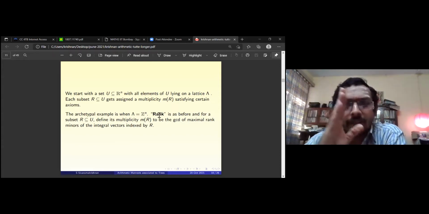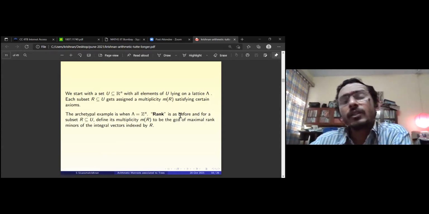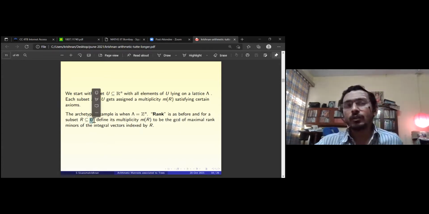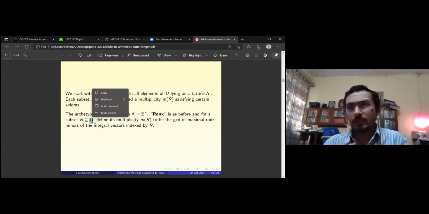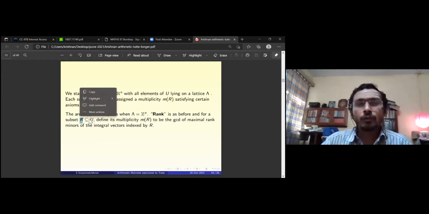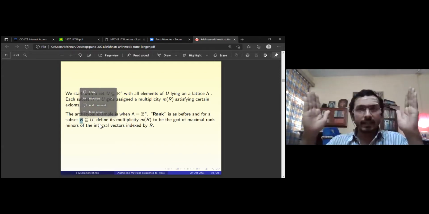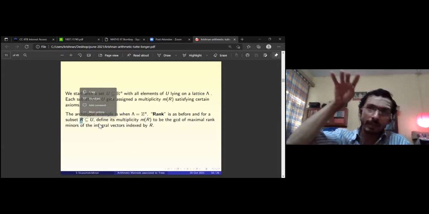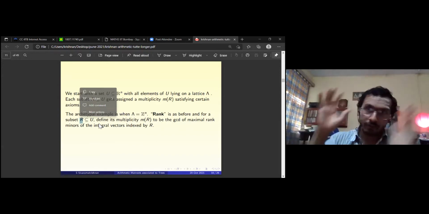Then rank is as before. You just look at linear independence. You think of them as vectors in R, and then you can come up with a rank. Now the only thing is you define this multiplicity m(R) to be the GCD of maximal rank minors of the integral vectors. So you start with U, which is a list of integral vectors over Z, all of them in Z^d. If you take any subset R, you essentially have an integral matrix, and R is the index set of the columns you have chosen from the submatrix.